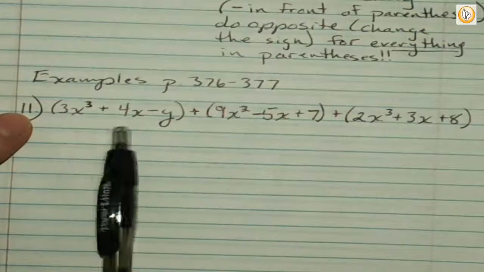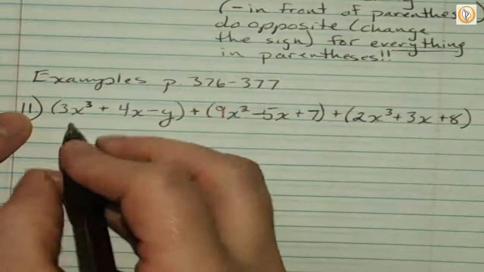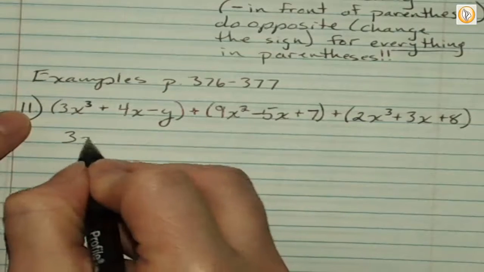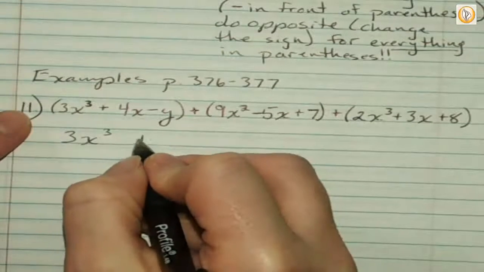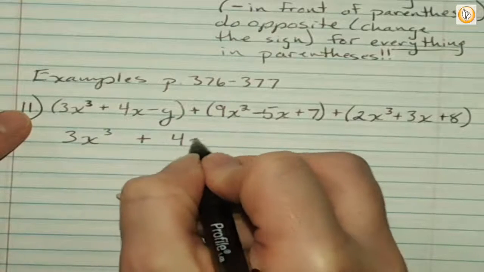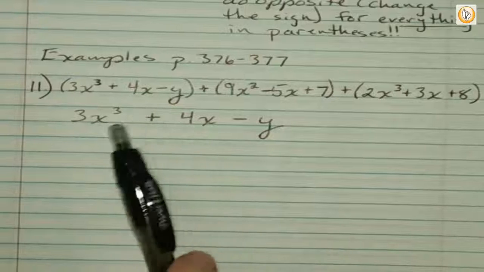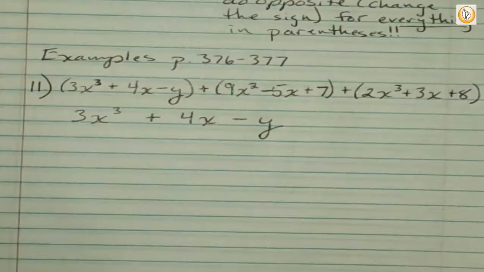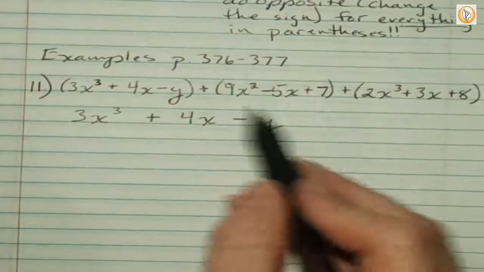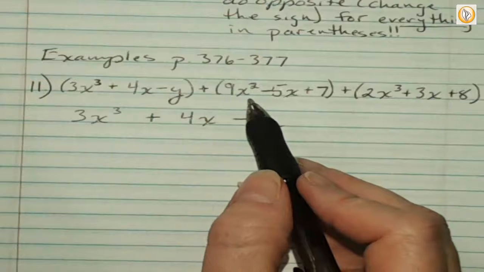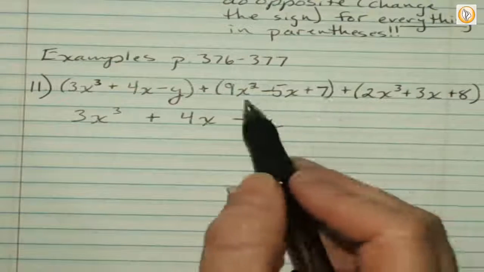Write out your first one. 3x cubed, and I'm going to put space, plus 4x minus y. So I'm writing my first one down. Do you have it written down? Y'all have it down? Now I'm going to the next group and I'm going to put like terms underneath the appropriate spot.